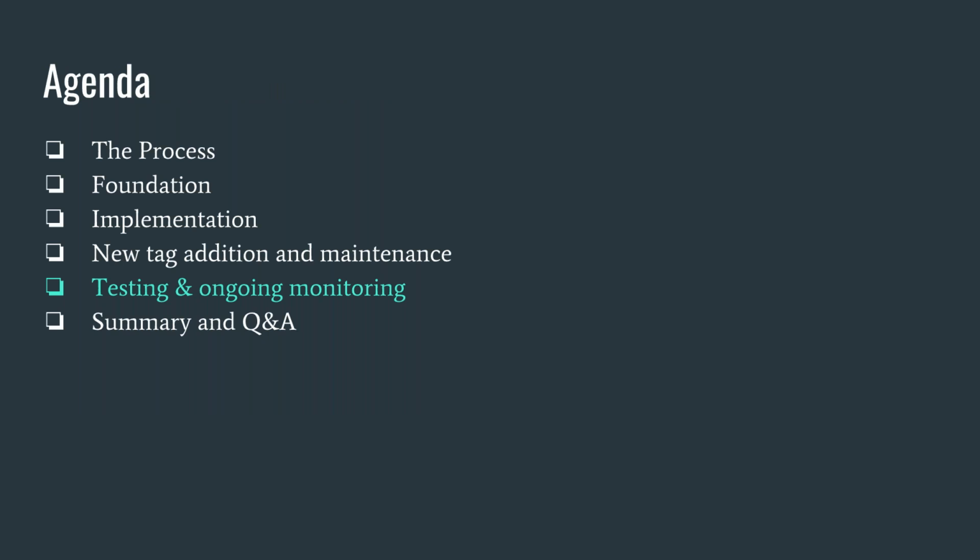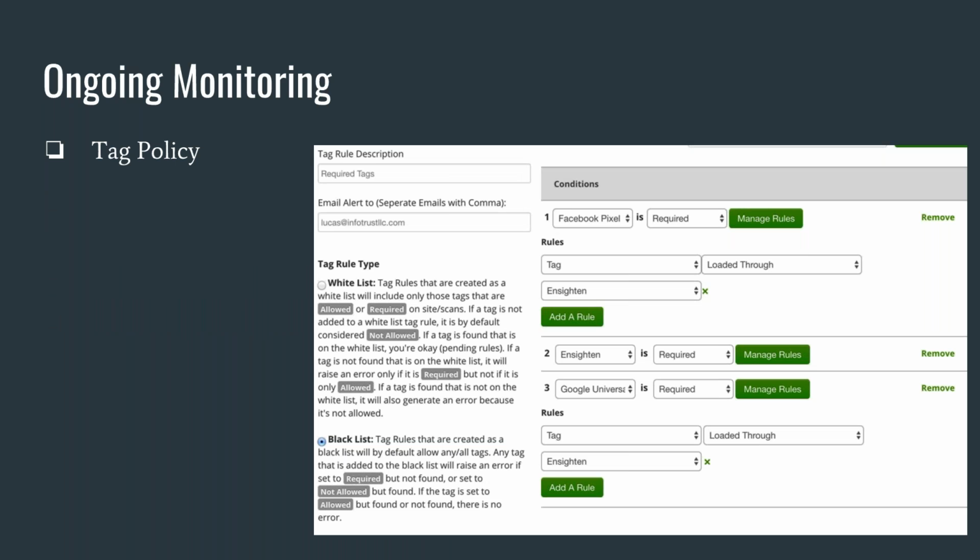The final thing I want to cover here is the testing and then ongoing monitoring. It's great to have the standards, it's great to have everything in place, but if it's way too much effort to actually monitor and make sure that everything is happening as expected, it's never going to happen. So what's really critical here, and I'm just using Tag Inspector for these examples, is to be able to put an ongoing monitoring process and an automated process in place.